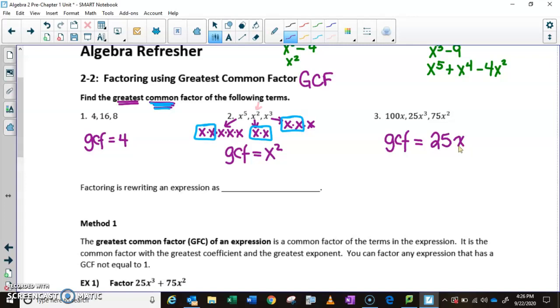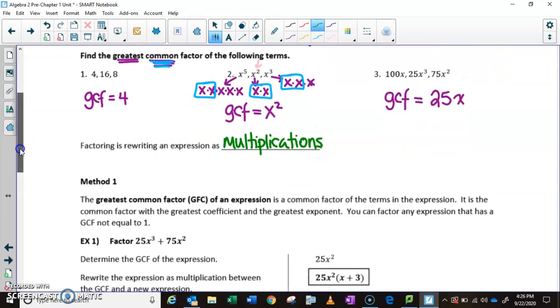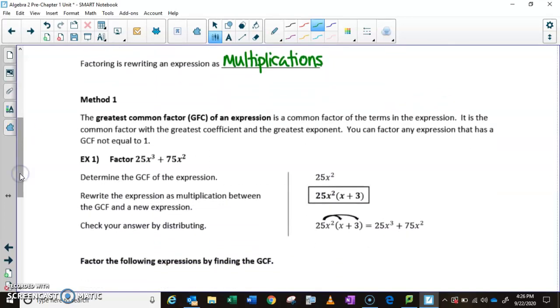So let's start doing some factoring now that we've established our greatest common factor. So we said factoring is just rewriting an expression as multiplication. We're going to discuss several ways to factor in this part 2 of our chapter. The first method we're going to talk about is the method of the greatest common factor. So we first have to be able to pick out the GCF.